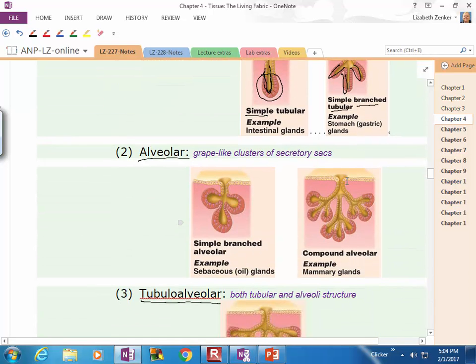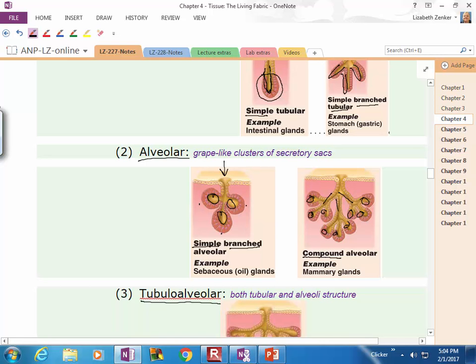If it's an alveolar shape, it's the grape-like clusters of secretory sacs, so they're more roundy looking. So it's still simple because of what? There's only one duct. And it's branched because you had multiple alveolar-shaped sacs, the more roundy shaped secretory unit. This one's compound, so in this case it has multiple ducts. So here, here, and here. And we had multiple alveolar secretory units.